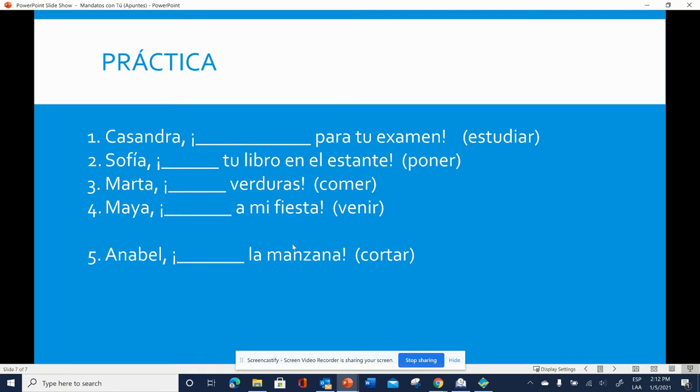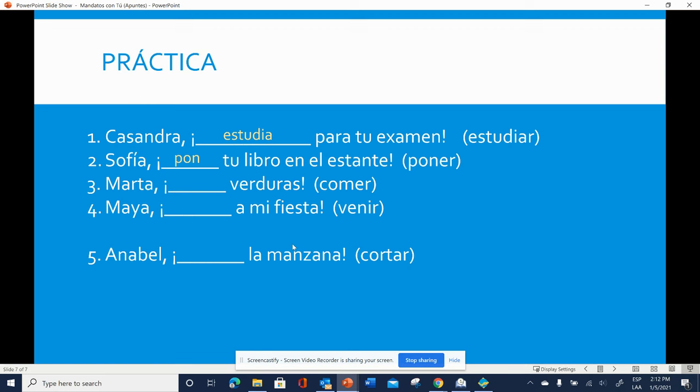So let's practice. So we have Cassandra, estudiar para tu examen. We're telling her to study. What would it be? Estudia para tu examen. Like we're talking to Sofia. Sofia, poner tu libro en el estante. So how would you make that command? Like place your book on the shelf. Pon, right? Not pone, right? Because it's an irregular verb, so it's pon.